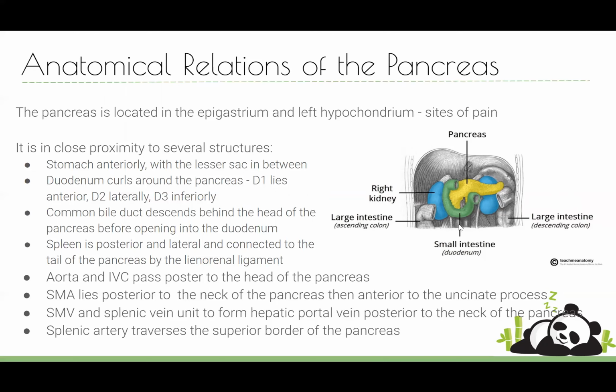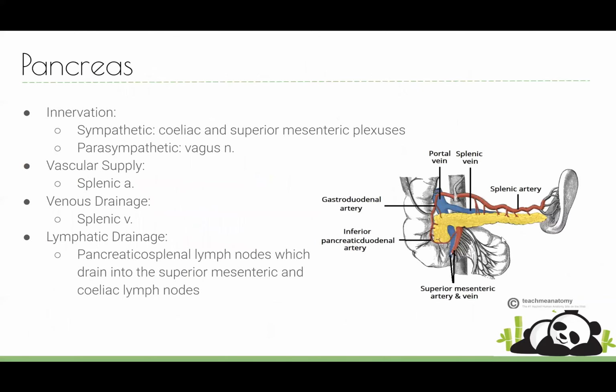And the SMA lies posterior, as we talked about a lot, to the neck, sorry, and then goes anterior to the uncinate process of these arteries here. And the splenic artery will travel along the superior border of the pancreas across there. Okay, and the pancreas has these innervations, the vascular supply and vascular drainage, and these lymph nodes as well.